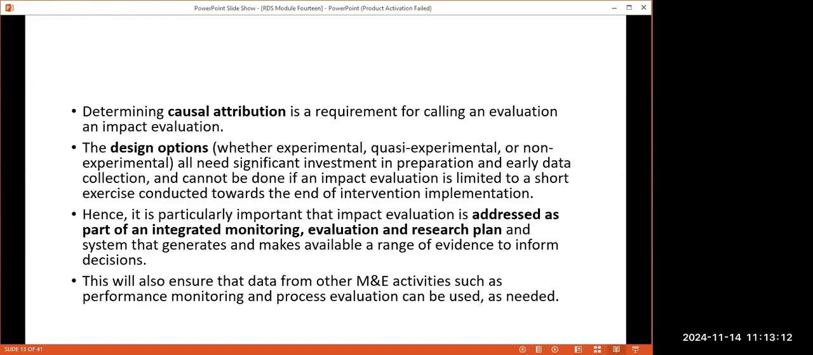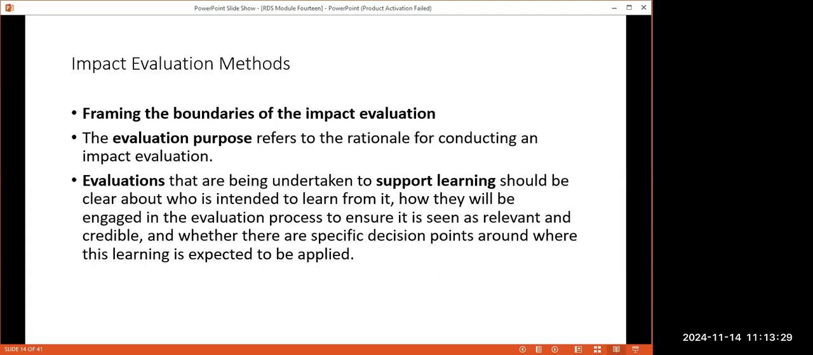And it's through those frameworks that you're able to come up with exactly what to measure when you want to determine the causal relationship or attribution of impacts in a project. So what are some of the methods that are used to conduct an impact evaluation?